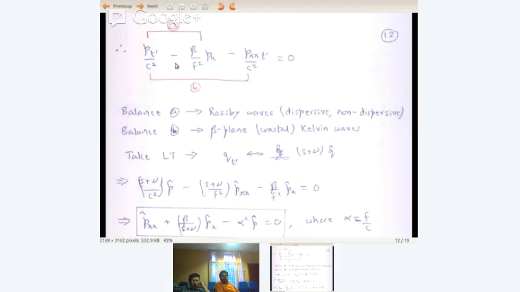Now there are two balances here. If you look at the balance between the first two terms, that is PT prime by C squared minus beta PX by F squared, that's balance A. That's basically Rossby waves. We looked at non-dispersive waves earlier, but now remember that you have a new term sitting out here that modifies things. So you get both dispersive and non-dispersive Rossby waves. Balance B is between the first and third terms, PT prime by C squared minus PXX T prime by C squared. And this is basically beta plane coastal Kelvin waves.